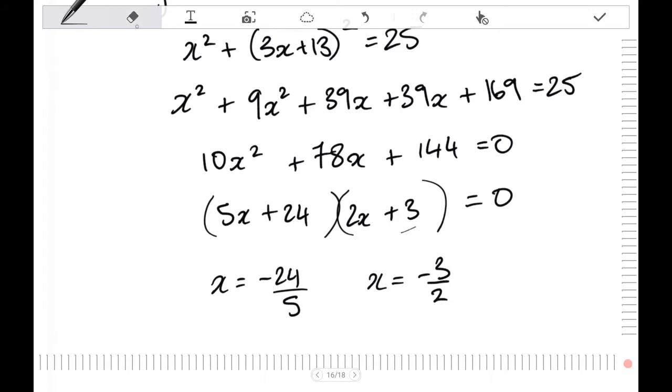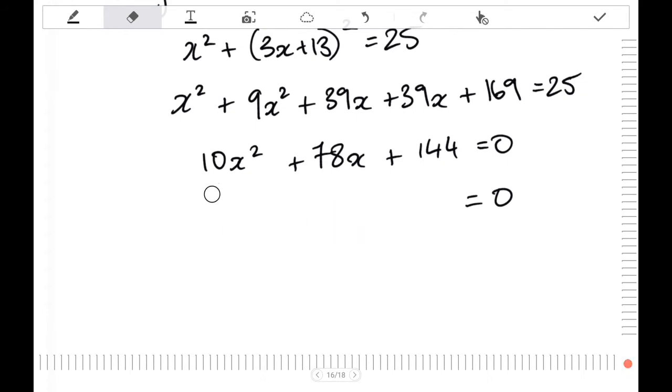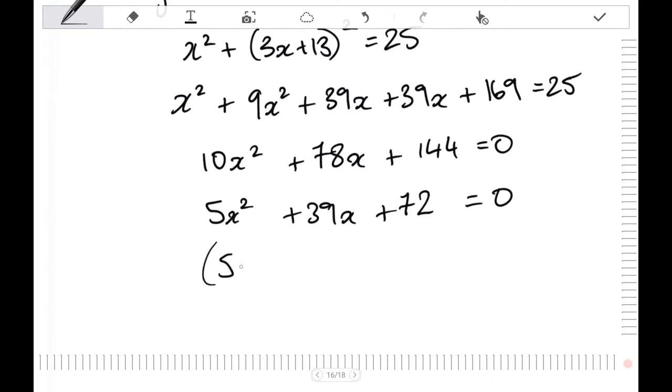Oh, actually, we can simplify this further, just to make things easier. You can divide all of this by 2, you end up with 5x squared plus 39x plus half of 144, that is 72. Now, you can do it by inspection.